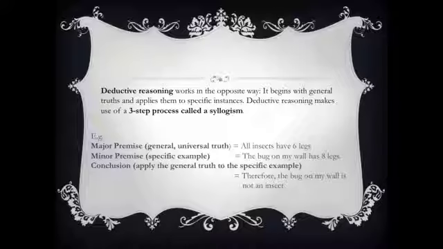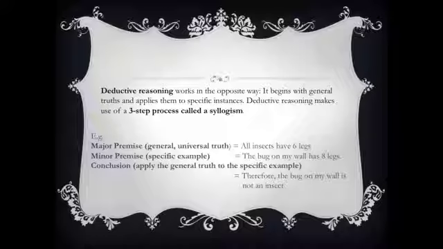There are three parts of a syllogism that you will always be able to pick out. You have your major premise, which would be the general or the universal truth that you start with. You have your minor premise, which would be the specific example that you're trying to apply the general truth to. And then you have your conclusion, which is where you apply that truth to the specific example and come up with some kind of conclusion.